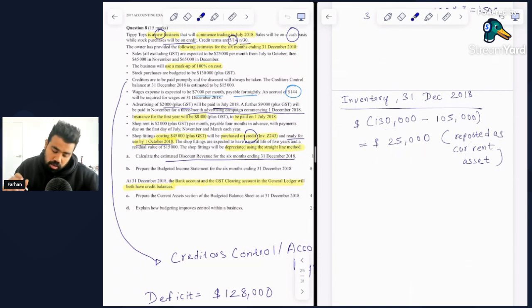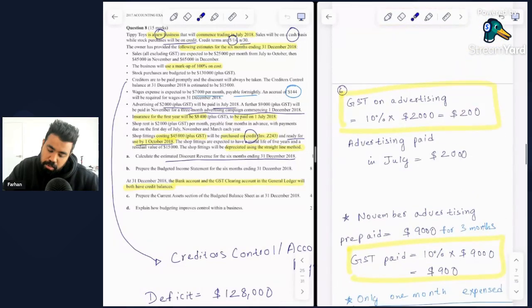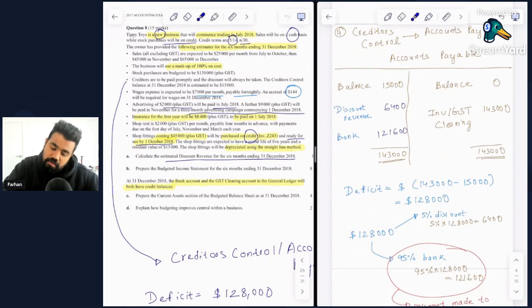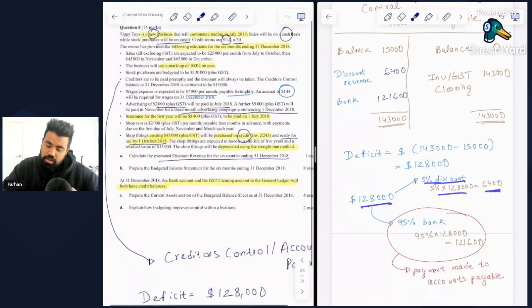Okay, so let's start with the first requirement of the question. Calculate the estimated discount revenue for the 6 months ending 31 December 2018. We have already calculated this before when we prepared the ledger account for accounts payable. And if you remember, we found the discount revenue to be $6,400, which was basically the 5% that we multiplied on $128,000, that was $6,400. So this is the discount revenue.